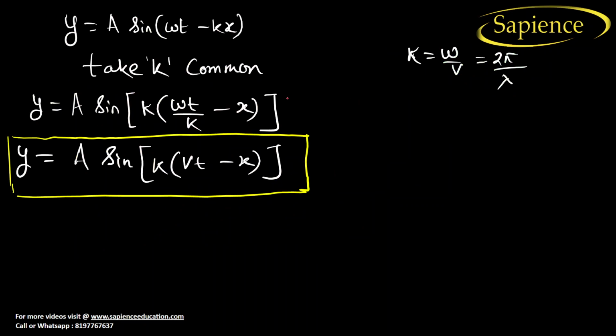Now let us consider y is equal to a sin(ωt − kx). Now if I take k as common, what will we get? a sin k as common, so what you will get is k(vt − x).